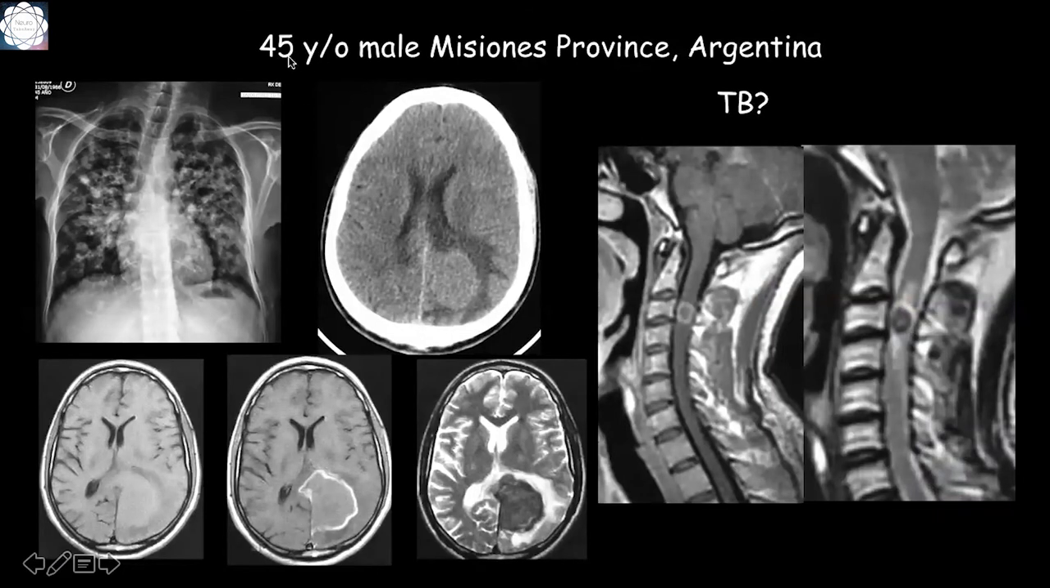Now let me show you this case. This is a 45-year-old male from Misiones province of Argentina. You can see here the chest x-ray with this very huge infiltration in both lungs. Alongside, we found this mass lesion in the left parietal lobe, which is spontaneously hyperdense on CT, hyperintense on T1 with peripheral enhancement pattern, and it is markedly hypointense on T2, which is very typical of granulomas. We found this nodule in the cervical spinal cord, which is again hypointense on T2 and surrounded by edema.